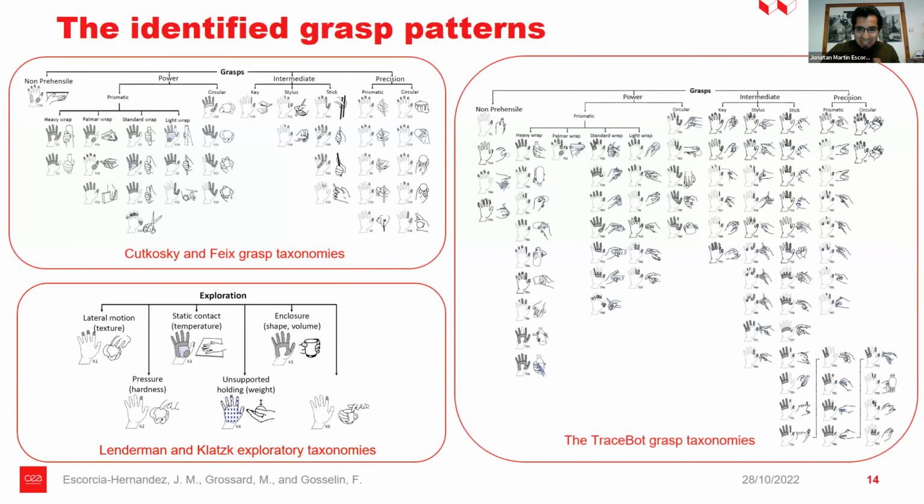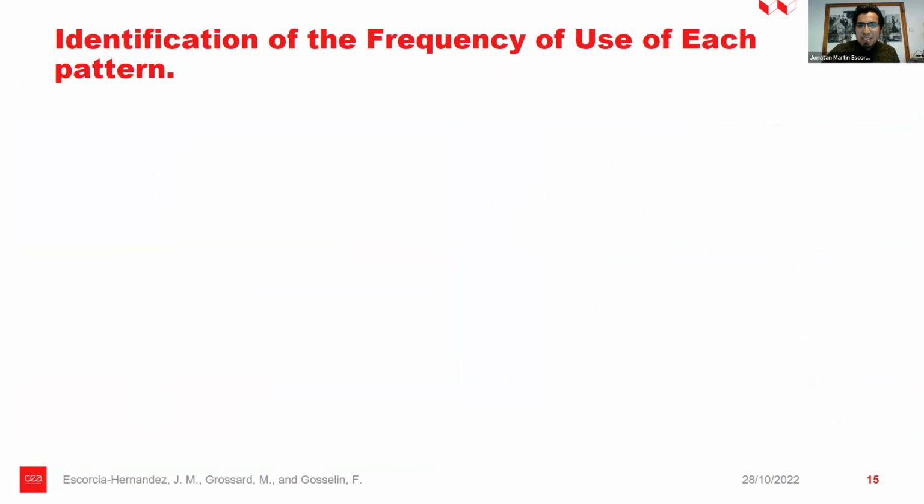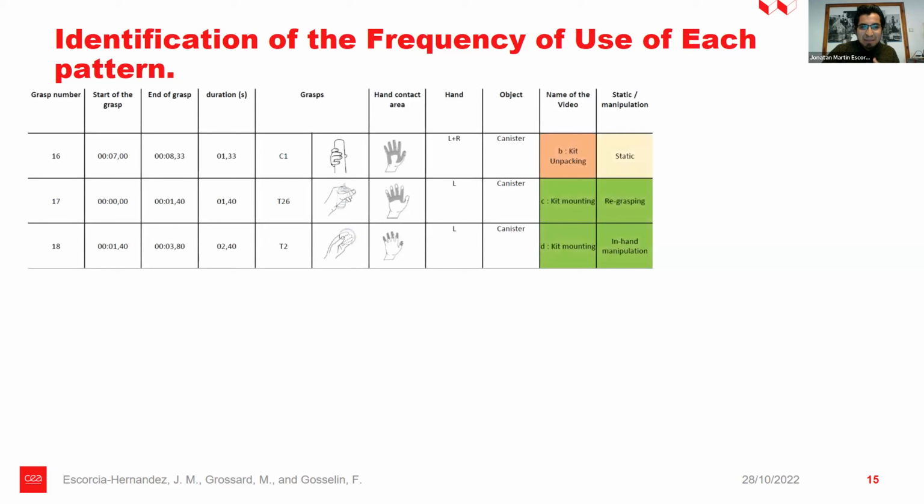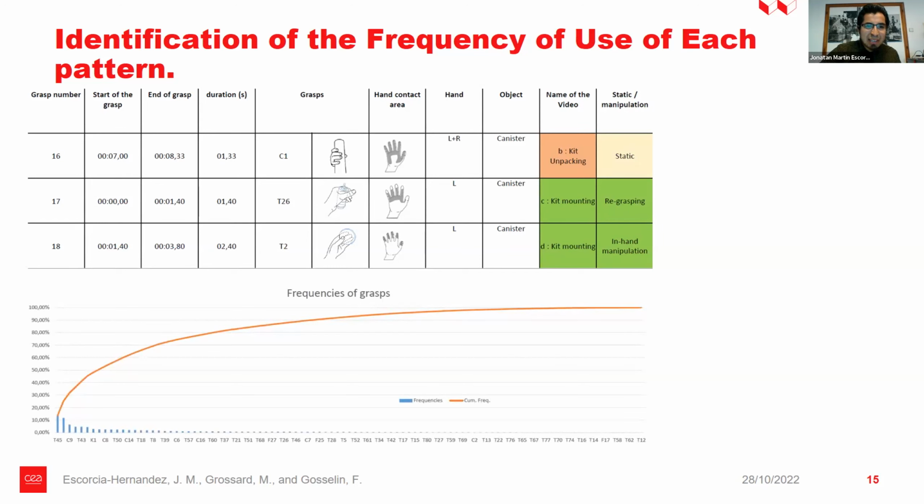So here are all the identified grasp taxonomies of the use case, and then we generate a table in which we register the beginning and the end of each grasp, and also we put inside other information.